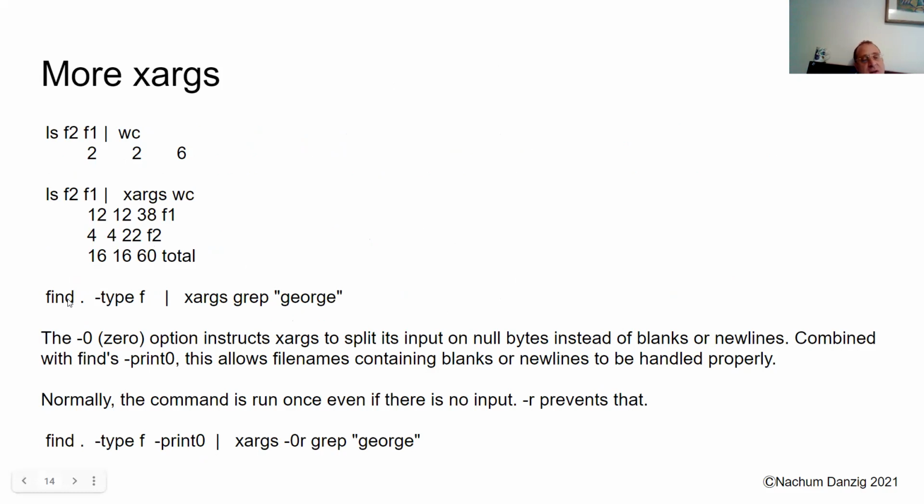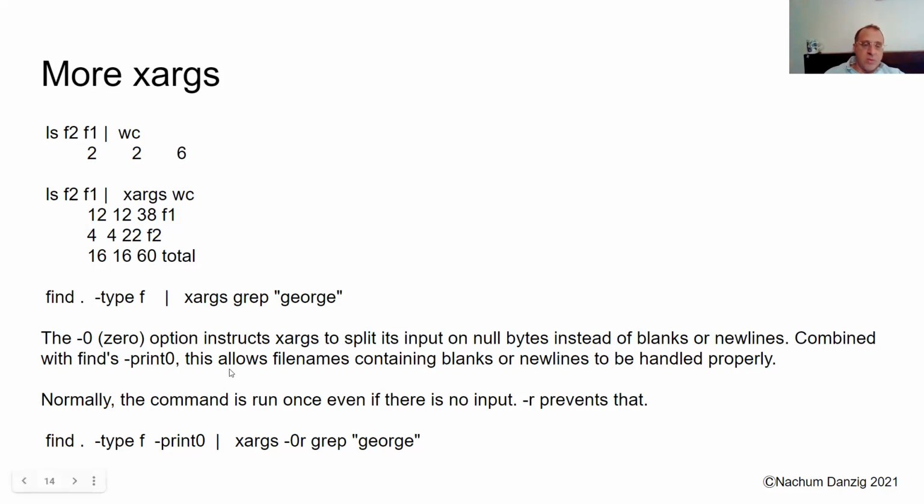Here's another find example. Find in the current directory any files of type file, regular file, and grep it for the word George. And notice there's no file name after grep George. There's a missing field here. What file am I grepping? I'm grepping the files that I got over here. They've been put on the right side.